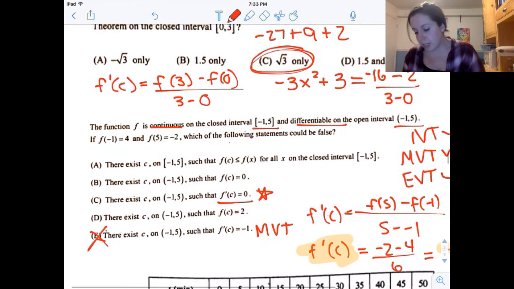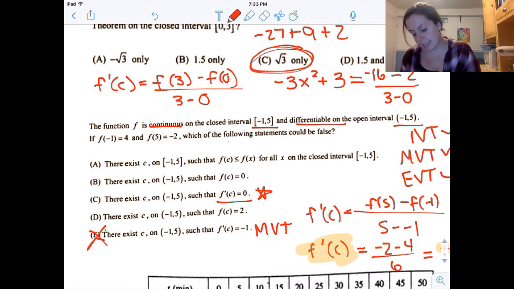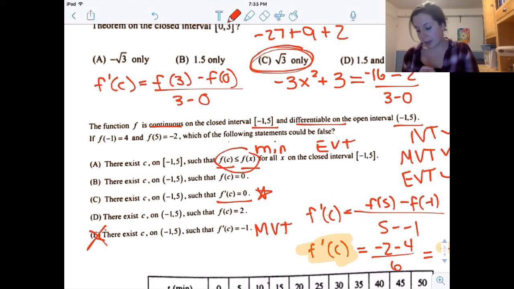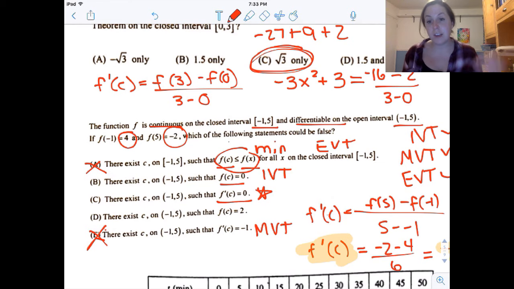So on this one, there exists a c such that f(c) is less than or equal to f(x) for every x. What this is saying is that there is a minimum value. Well, if this is continuous on a closed interval, by EVT, there has to be a minimum. So A is true. Now, B says that f(c) has to equal 0. Well, we know that f starts at 4 and ends at -2. So by IVT, it does have to equal 0, right? There has to be a place where it crosses.